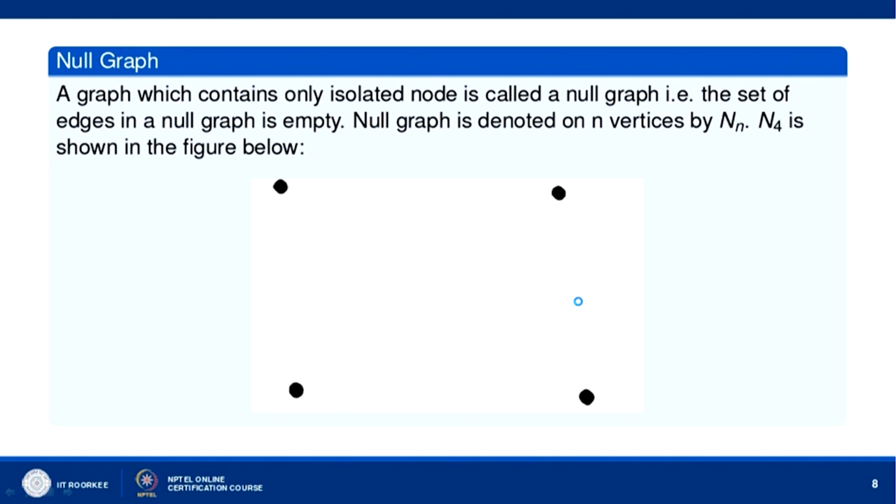Now, a graph which contains only isolated nodes is called a null graph, that is, the set of edges in a null graph is empty, like here you can see null graph N4. A null graph on n vertices is denoted by Nn. You can see here the graph for N4, there are 4 dots in this, no edge.